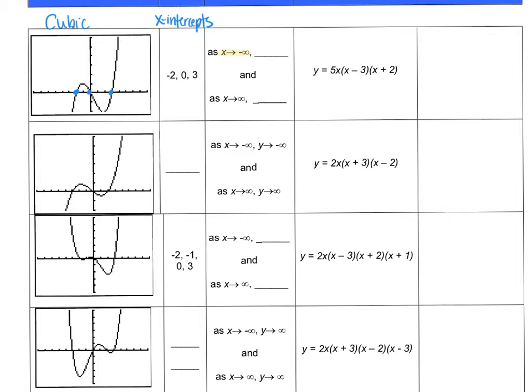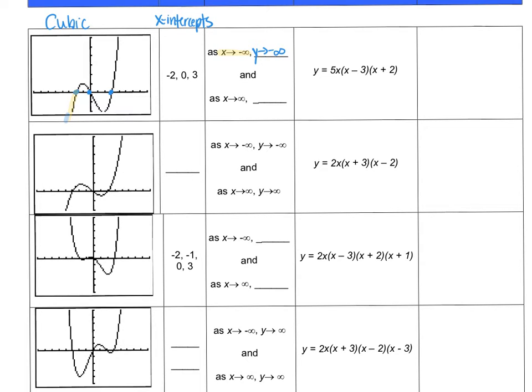So as x approaches negative infinity, what that's talking about is, if we look at our graph, as x is getting more negative, so it's getting closer to negative infinity, what's happening to our y values? And we can see that as x gets negative, y continues to get negative. So we would say, as x approaches negative infinity, y approaches negative infinity.